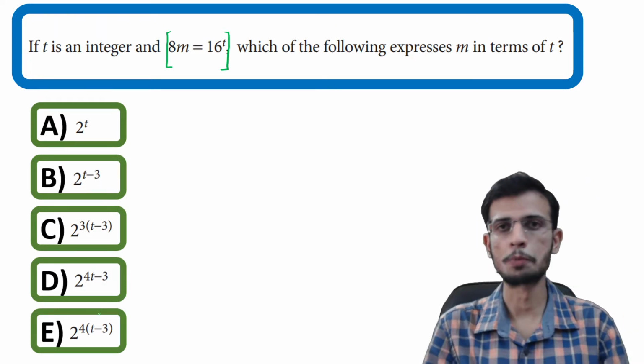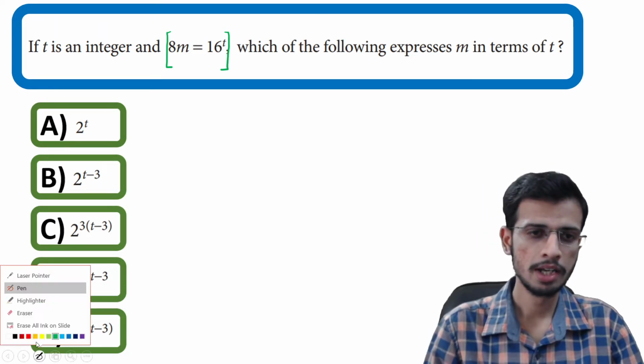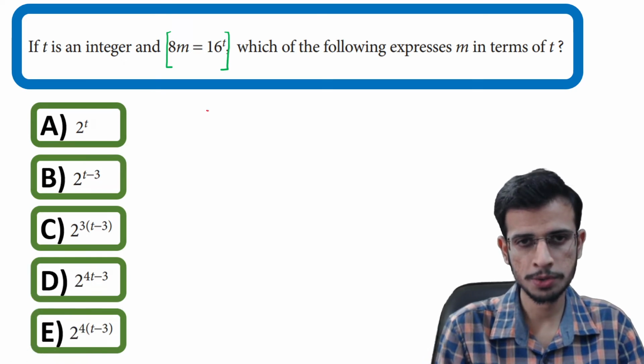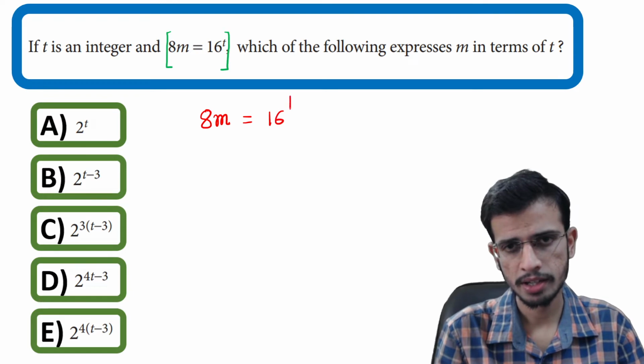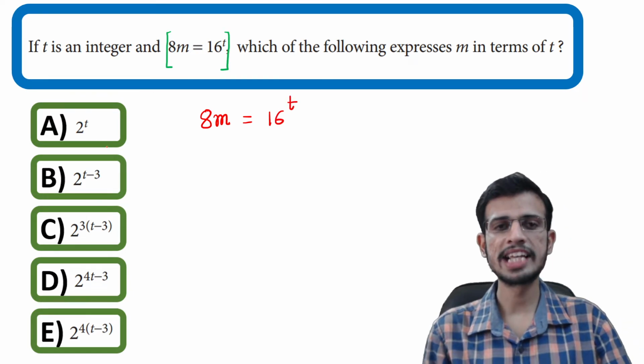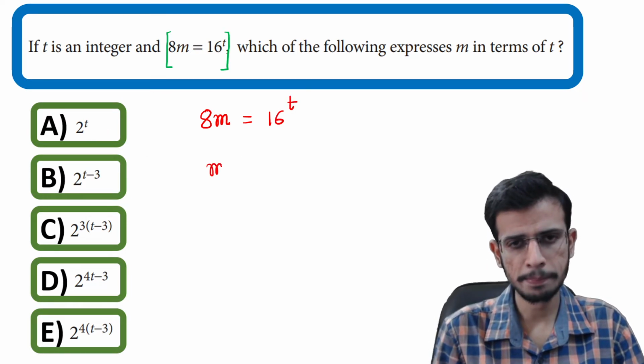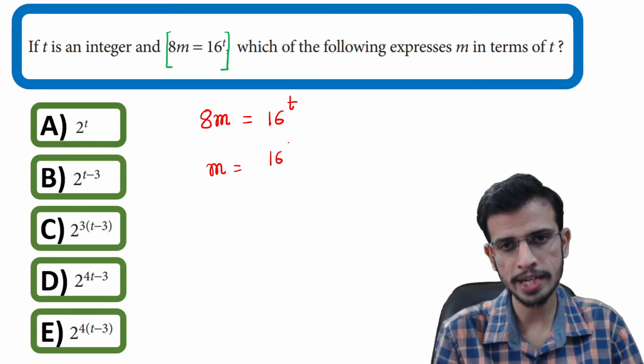These are the available options. Yes, we can use this equation: 8 times m equal to 16 raised to t. We want it in this form, so I am writing m equals 16 raised to t divided by 8.